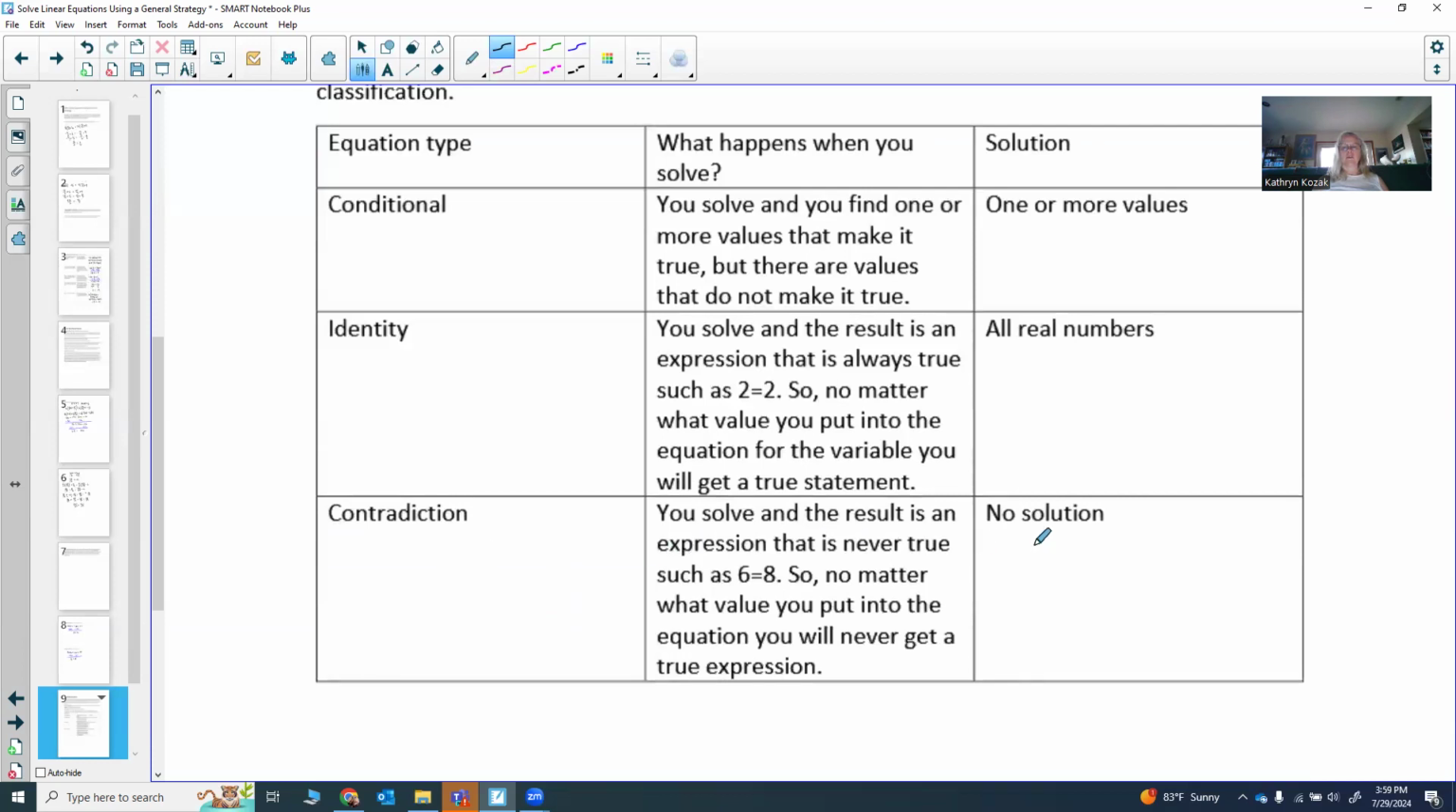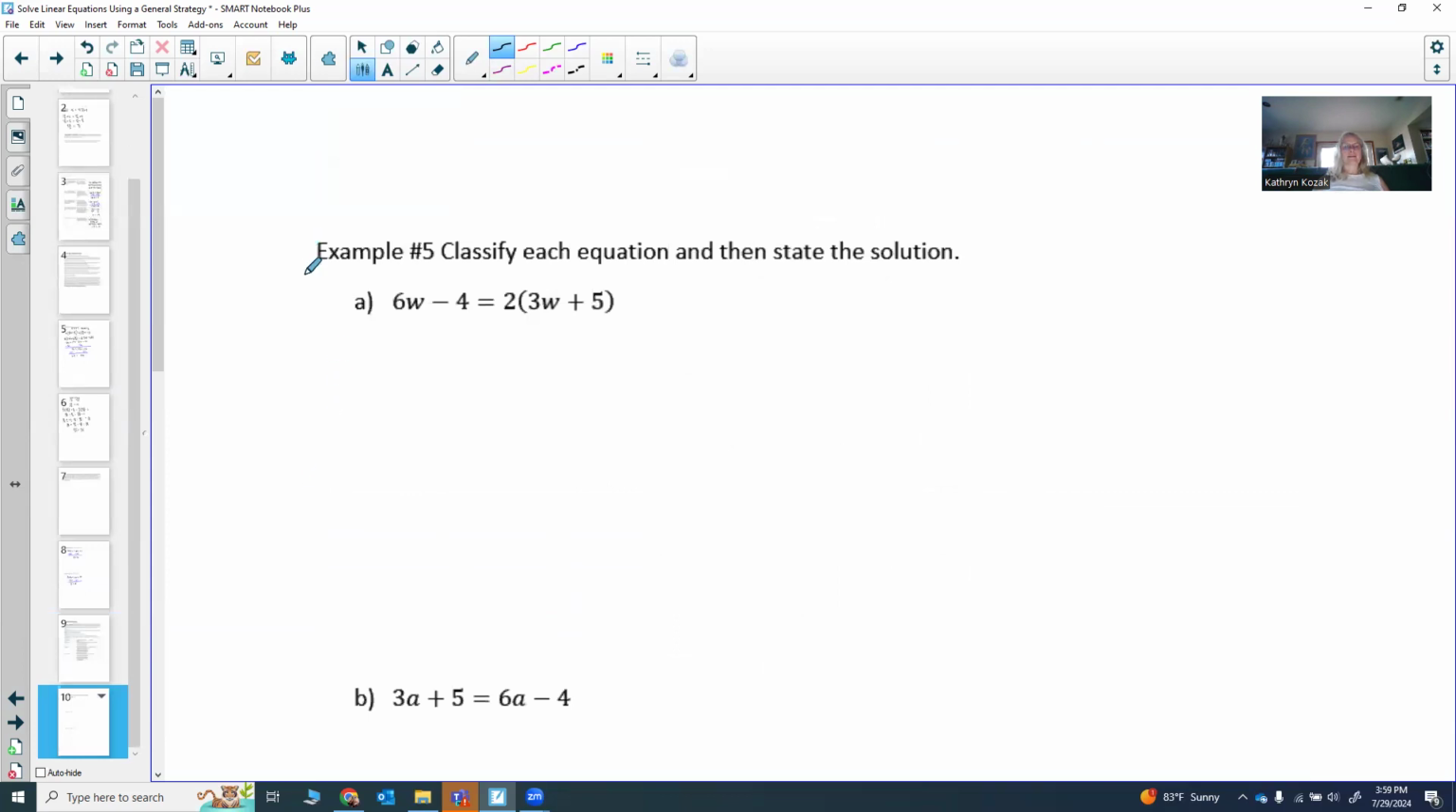Contradiction, you solve and the result is an expression that is never true, such as getting 6 equals 8. So no matter what value you put into the equation, you will never get a true expression. This one has a solution of no solution. Example number 5, classify each equation and state the solution.